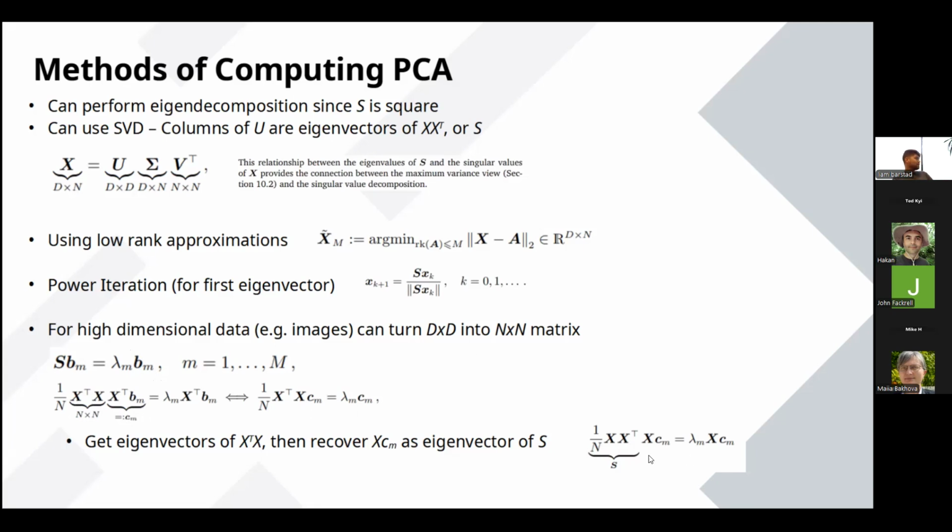So then you basically have to get the eigenvalues of X transpose X, which is n by n. It might be easier for you to do. And then, basically undo this operation, recover XCM as the eigenvectors of S. So that was a nice little tricky thing. I'm sure they do that under the hood in some stuff, or maybe they use something a little bit more elegant. I'm not entirely sure.